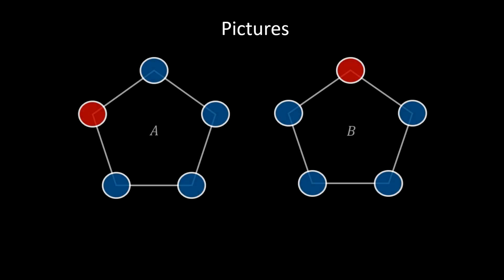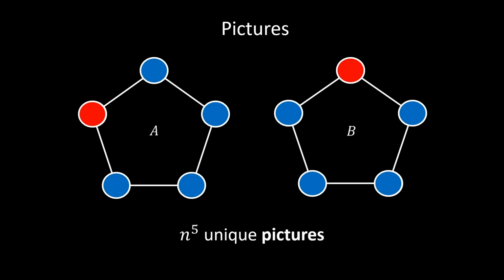Specifically for this problem, we define a term called the picture of a necklace. A picture of a necklace is a necklace which we cannot act upon. Take, for example, the necklaces A and B we saw earlier. They are the same necklace, but they are different pictures. In the beginning of this video, when we estimated the number of unique necklaces to be n to the 5, this is actually the number of unique pictures.